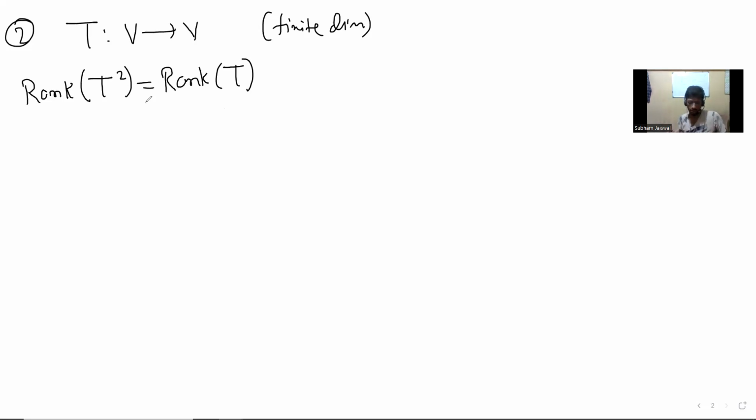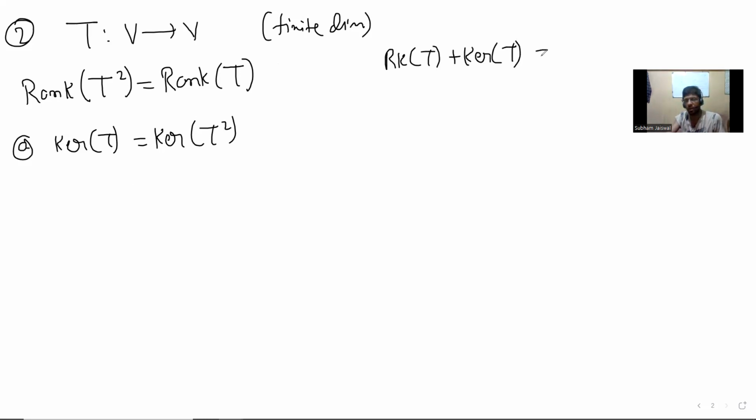So this is what the question is, and what we want to show is that the kernel also does not increase. So we just want to show that the kernel of T is equal to the kernel of T squared, but this just follows from rank-nullity, right? If the rank does not decrease, then the kernel does not increase because the sum is a constant. So rank of T plus nullity of T is n, and the domain is the same, so this is also rank of T squared plus nullity of T squared. So from here you can just see everything is okay.